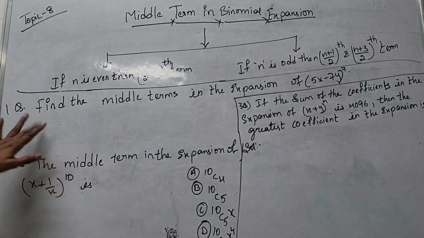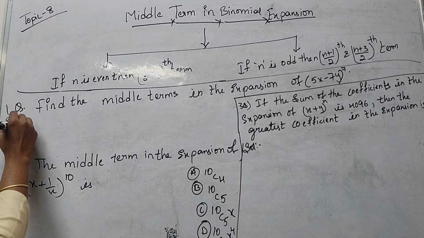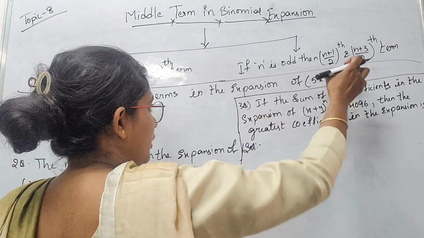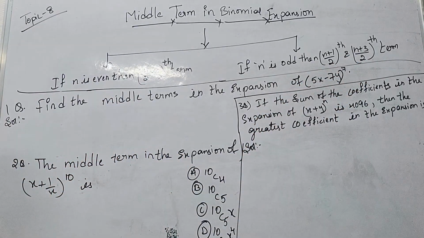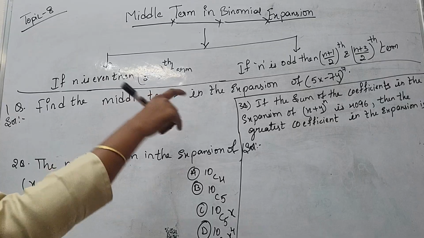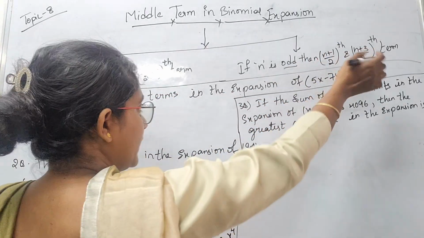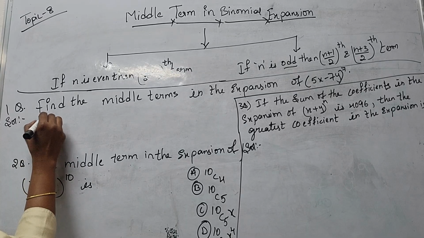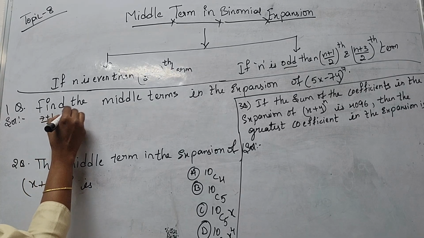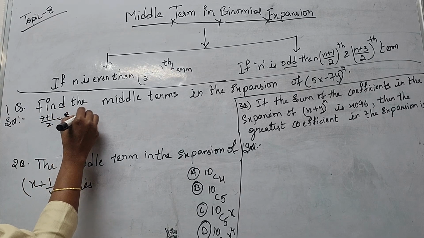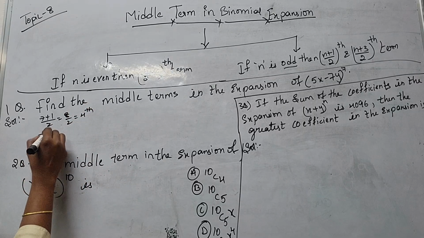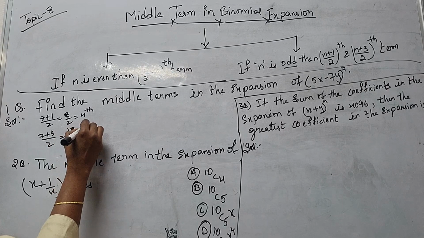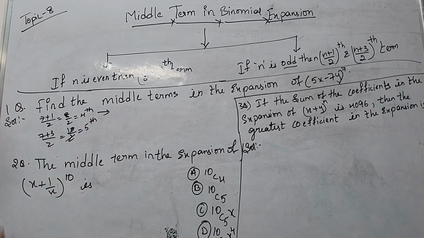Okay. Now we'll find in this. Once you check whether the value of n is odd or even, it's odd, right? If it is odd, the (n+1)/2 and (n+3)/2 terms are in the middle. So here I'm going to write 7 plus 1 by 2, that is 8 by 2, so that is the fourth term, and then 7 plus 3 by 2, that is 10 by 2, so that is the fifth term. Both of these I'm going to find.